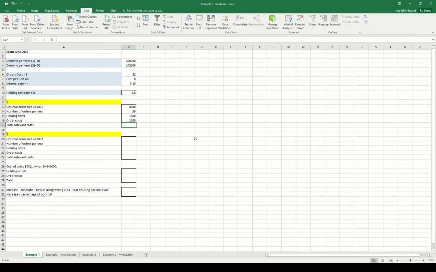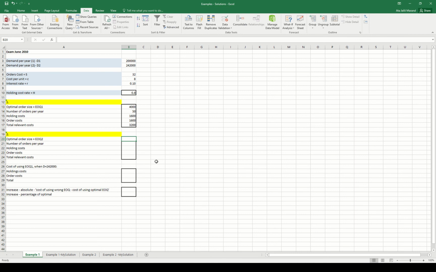And as you can see, at optimality, at an order of size 4,000, at size equal to EOQ, the holding cost and ordering cost are equal to each other. And total cost is, as you know, the summation of the holding cost and ordering cost, which is 3,200.